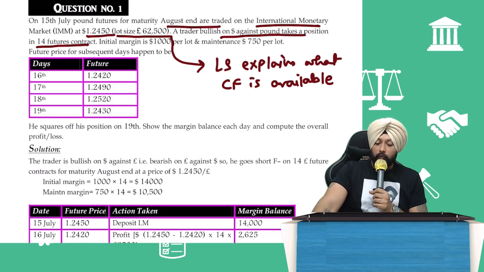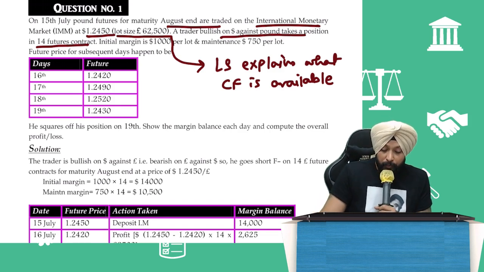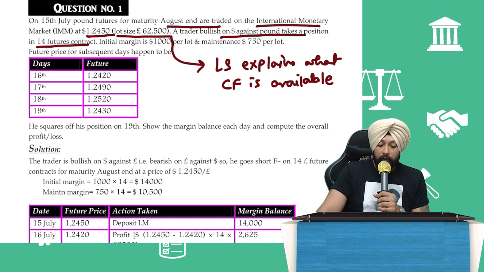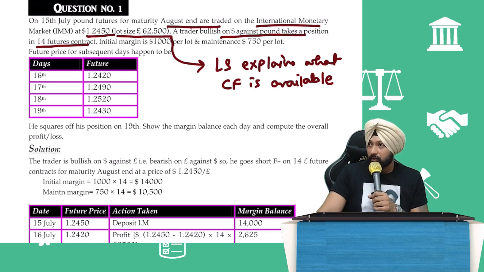Initial margin is $1,000 per lot and maintenance margin is $750 per lot. Future price for subsequent days happens to be, you have taken a short position at 1.2450. Now the price next day comes to 1.2420, which will be good for us. Then it goes to 1.2490, which is bad for us. Then it goes to 1.2520, which is again bad for us because it is going up when I'm betting down. And finally it goes to 1.2430, which will make you happy. He squares off his position on 19th.